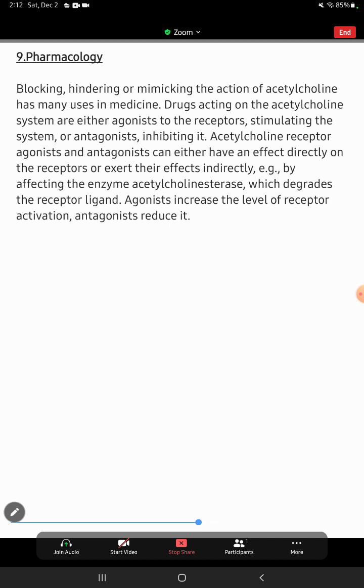Affecting the enzymes: acetylcholinesterase is the enzyme used for the treatment of diseases, which degrades the receptor ligand. Agonists increase the level of receptor activation, antagonists reduce it. Basically, they do opposite work, antagonist and agonist.